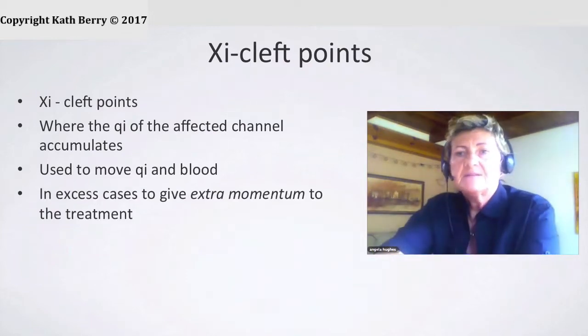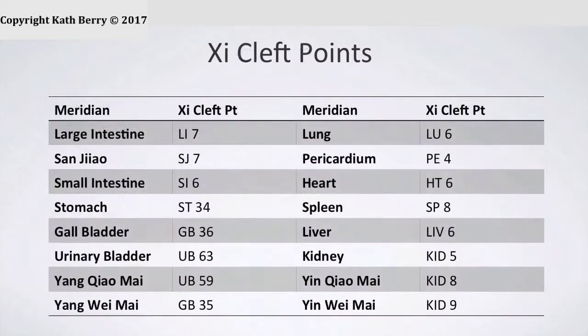So the chi cleft points, as we know: Lung 6, Large Intestine 7, Spleen 8, Stomach 34, Heart 6, Small Intestine 6, UB63, Kidney 5, Pericardium 4, Sanjiao 7, Gallbladder 36, Liver 6. UB59 is the chi cleft point of the yang chiao mai. Kidney 8 is the chi cleft point of the yin chiao mai. Gallbladder 35 of the yang wei mai. And Kidney 9 for the yin wei mai.